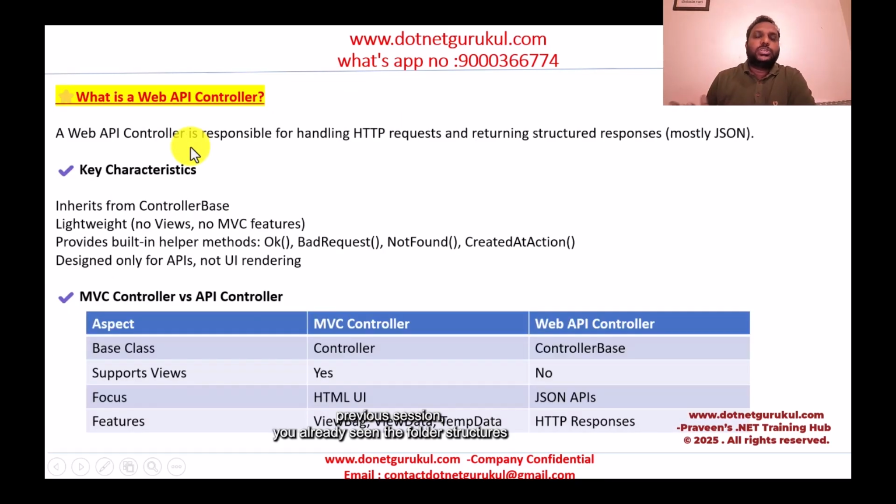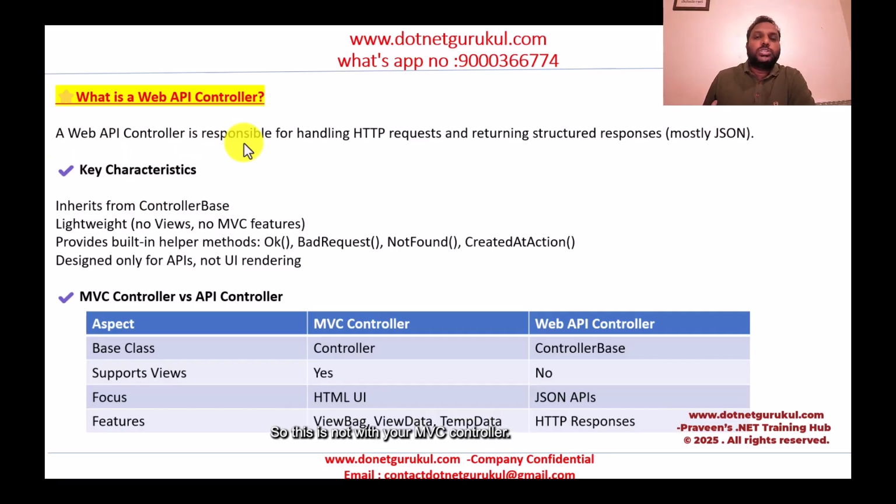In the previous session, you already saw the folder structure, the controllers, appsettings.json, and the routing, with the Program.cs class file and the rest. Now we need to understand the Web API controller. What is a Web API controller? A Web API controller is responsible for handling HTTP requests and returning a structured response. This is the basic controller responsibility: it should take the request, process it, and send back the response.